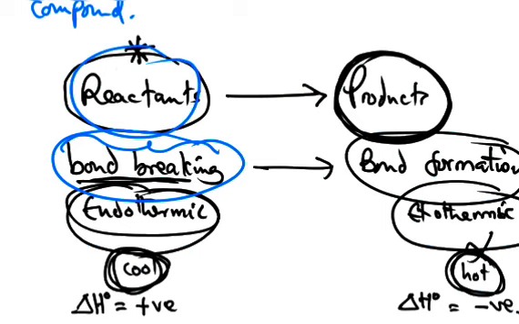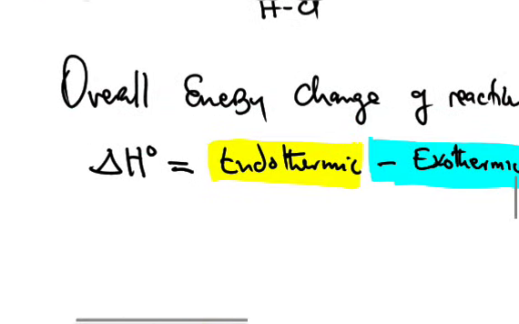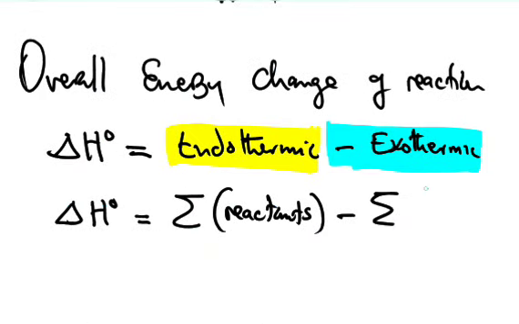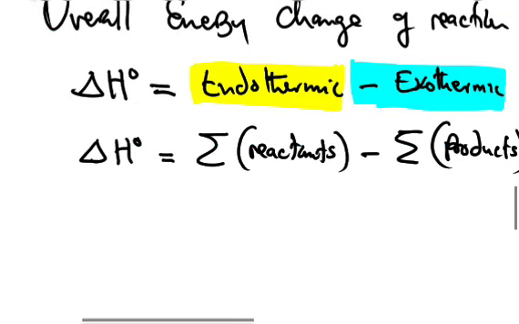So in reactants, that is where bond breaking is taking place, and this one is the energy which is given out when forming the products. In short, the formula to find the enthalpy change of the reaction is the sum of energies required to break the bonds in reactants minus the sum of the energy which is given off when you are forming the products. So this is the formula which is used.